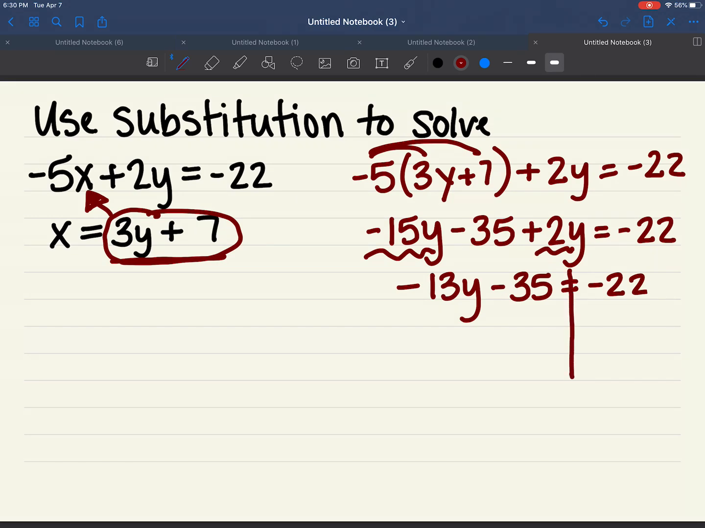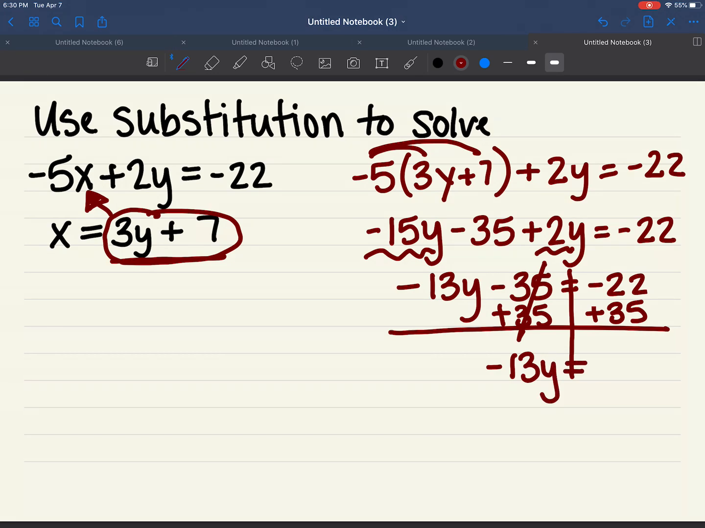Okay. Now that we've combined like terms, we can get the variable by itself. So notice on the right side I have just a constant or a number. So I want to move all other constants over there. That would be 35. So I add 35 to both sides. When I do that, -35 plus 35 on the left is going to cancel out, leaves me with just -13y. Alright, when I add -22 and +35 on the right side, signs are different, so you can subtract and take the sign of the larger. That would give you +13.